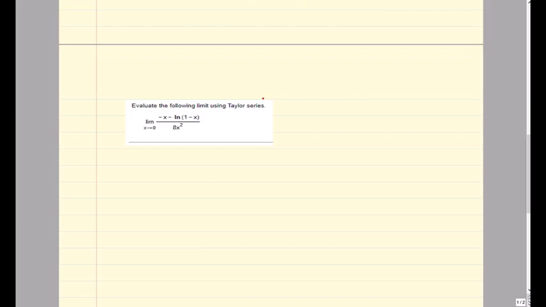Okay, so for our next one, same thing, evaluate the following limit using Taylor's series. It looks like to me we could take this piece and rewrite it. Now if you look at your table, there's actually a Taylor series for minus natural log of 1 minus x. So I have to take the minus sign with it, so all of this goes. And if we look on our formula sheet, that would be x plus x squared over 2 plus x cubed over 3 plus x to the 4th over 4, etc.